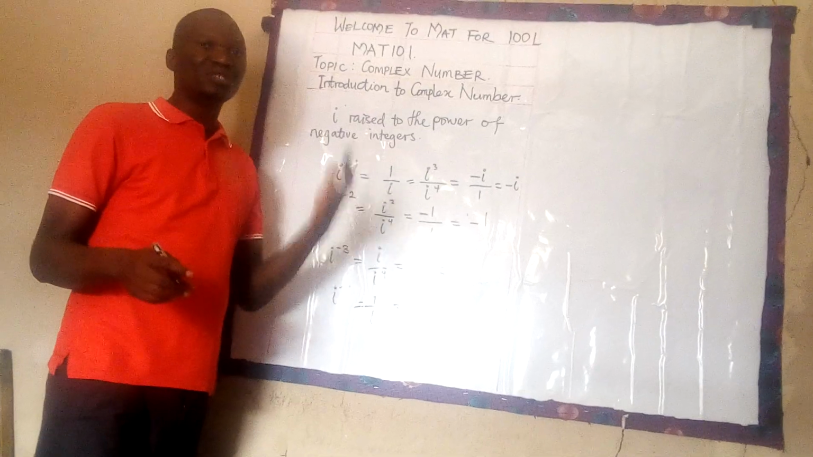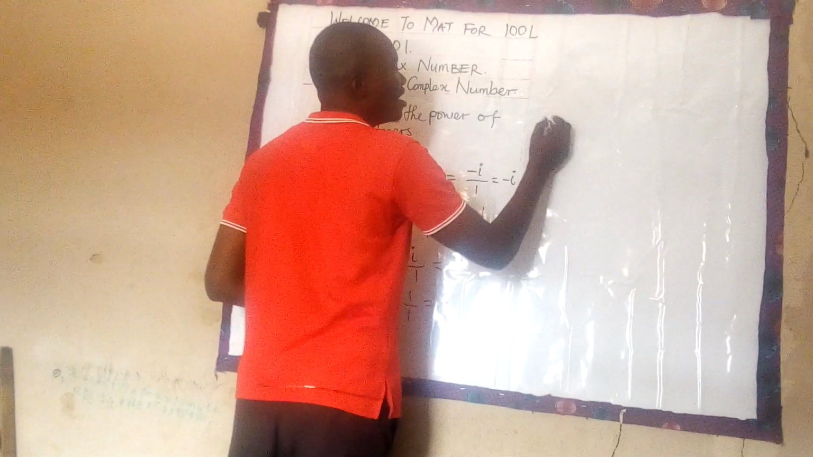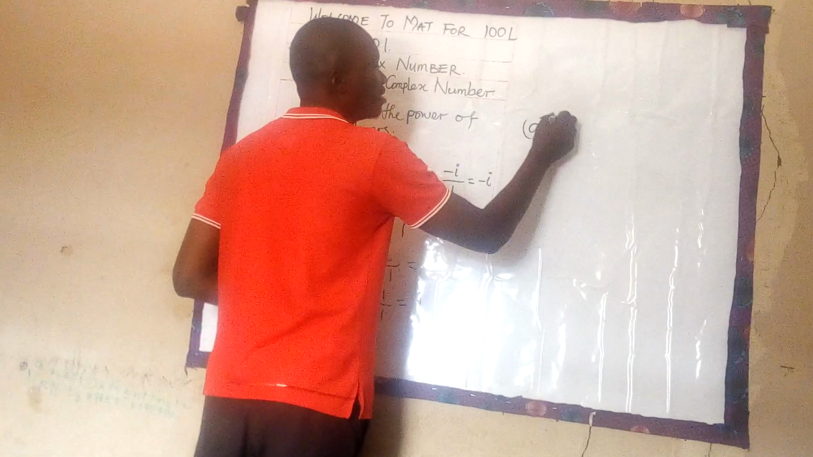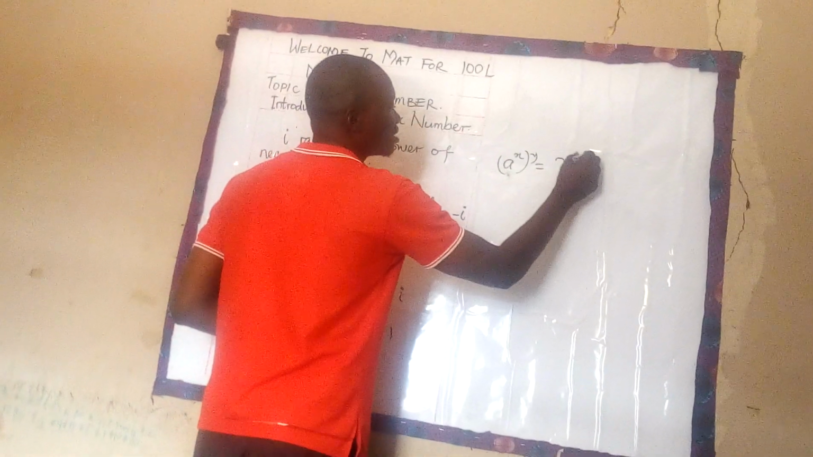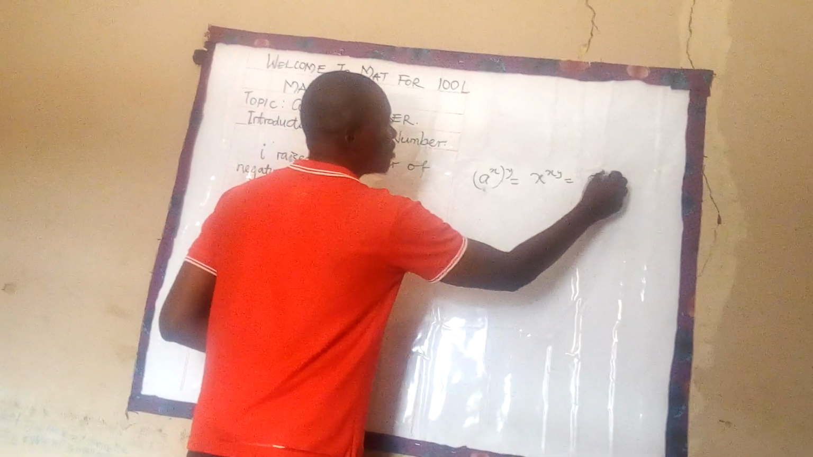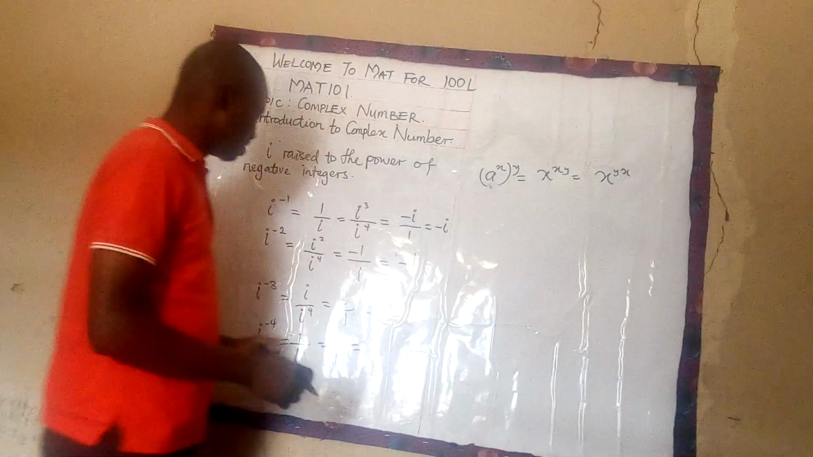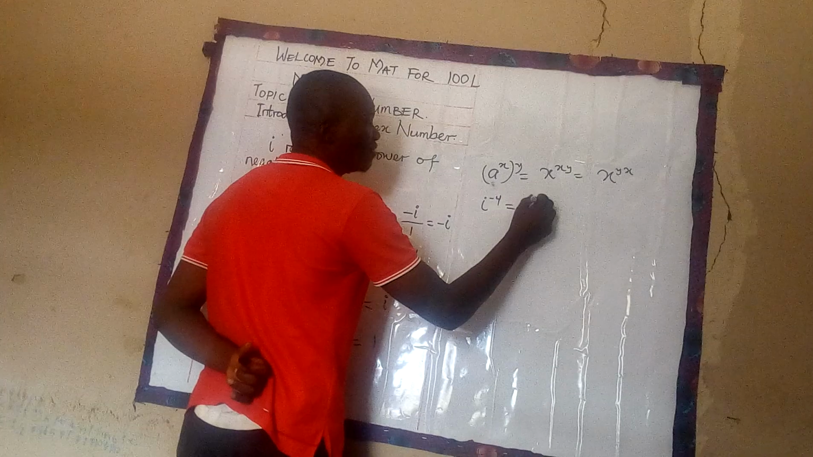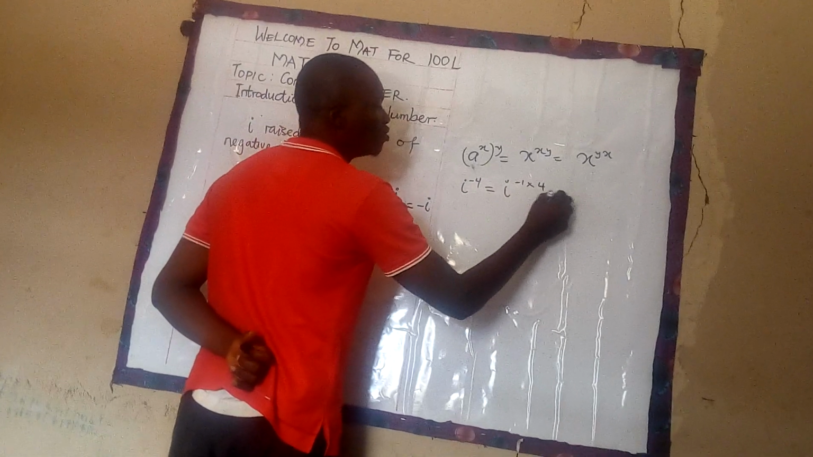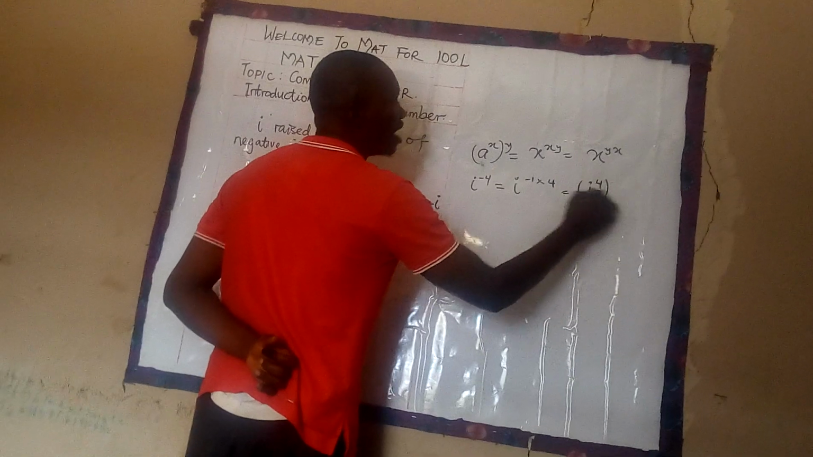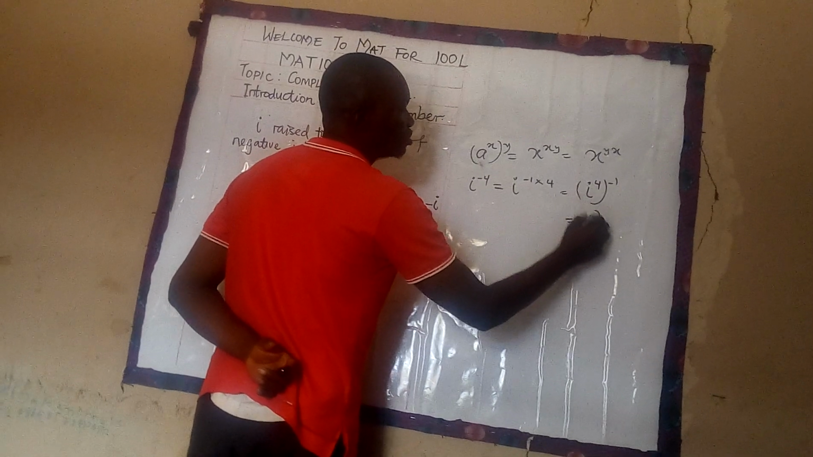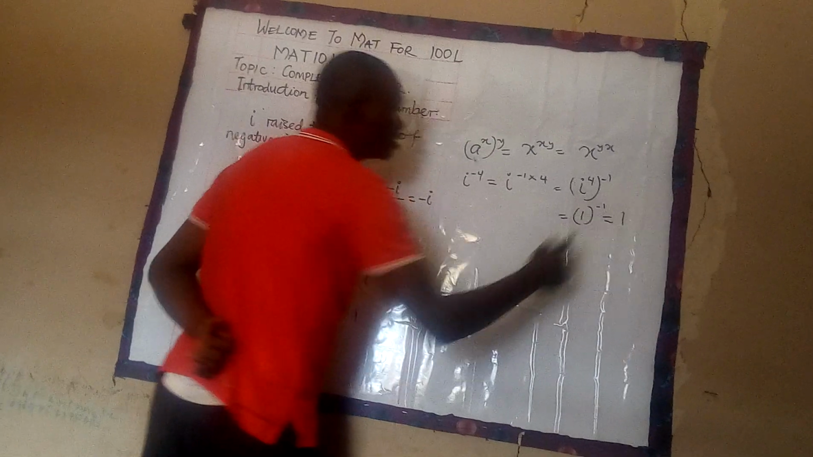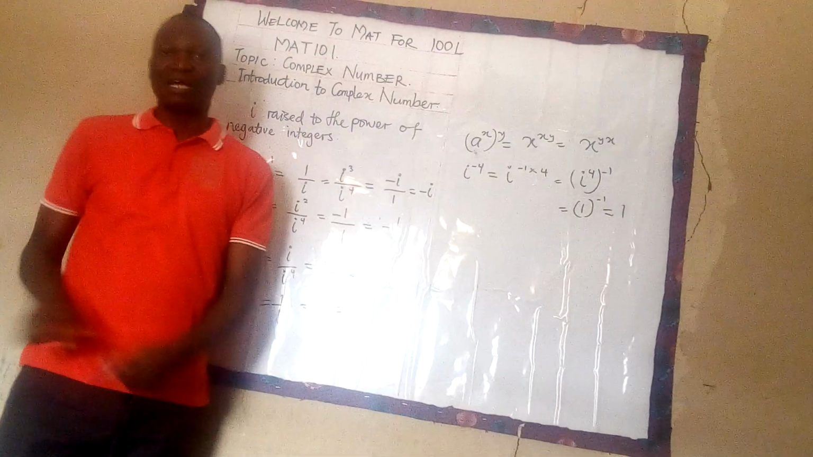Or better still, I will use the law of indices. If you can recollect the law of indices, when we have a raised to the power of x multiplied by y, it is equal to a raised to the power of xy, and it can also be written as a raised to the power of yx. So if we use this law, i raised to the power of negative 4 can be written as i raised to the power of 4 with negative 1 outside, which is equal to 1 raised to the power of negative 1, which is equal to 1. So this, I think, explains it better.